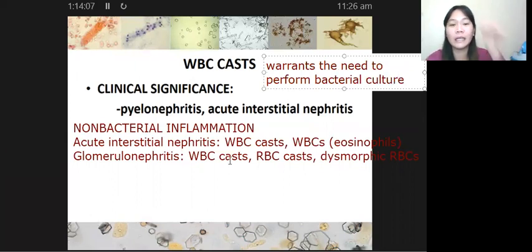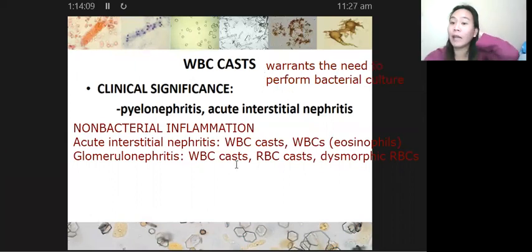Okay, so pag nakakita ka ng WBC casts at merong bacteria din nakasama yung ating WBC casts, dapat mag-bacterial culture ka. Kasi umakyat na yung infection. Okay? Umakyat na yung infection and it now affects your kidneys. Naapektuhan na po yung kidneys natin. So, ibig sabihin, yung antibiotic therapy or yung antimicrobial therapy ng ating pasyente, pwedeng hindi na siya effective.